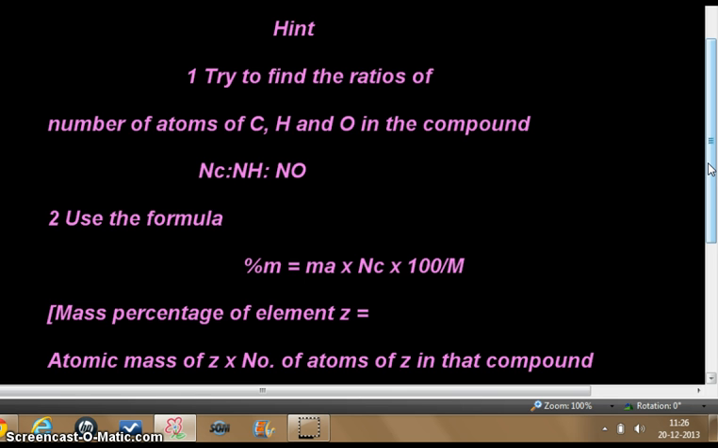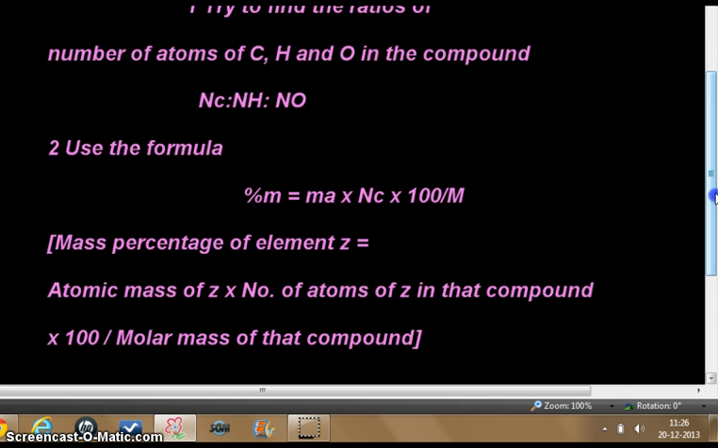and for that we are going to use the formula: mass percentage is equal to atomic mass of that element into number of its atoms into 100 divided by molar mass of that compound. Thereafter, we will use this ratio to find the chemical formula of that compound.